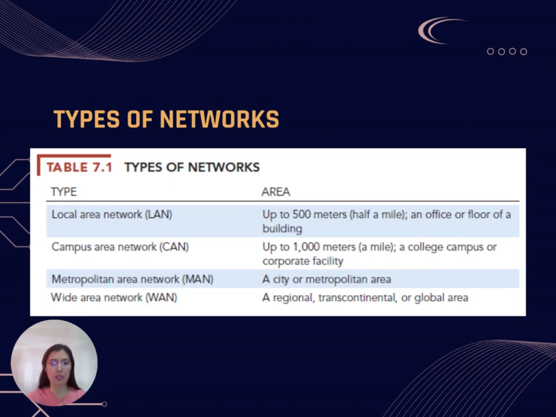A campus area network, or CAN, covers up to 1,000 meters, about a mile, such as a college campus or a corporate facility.